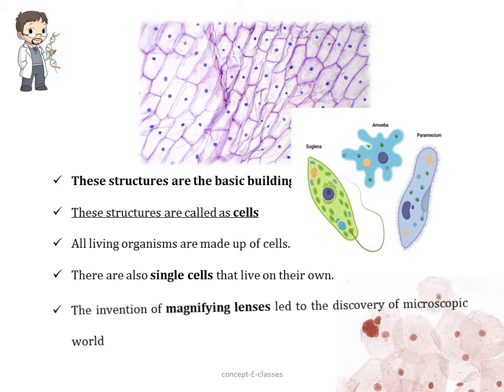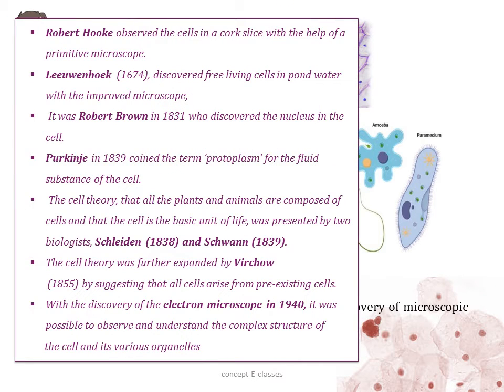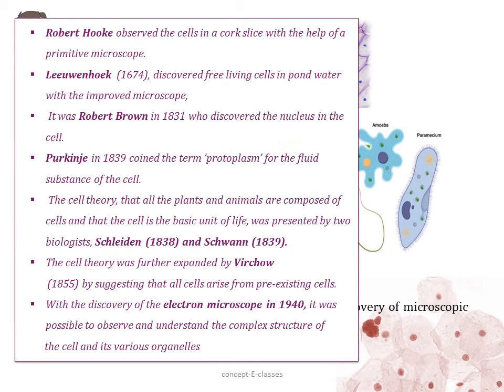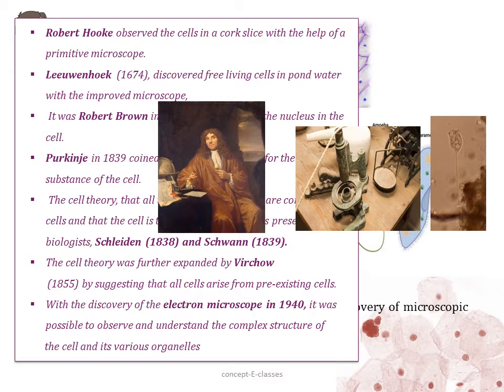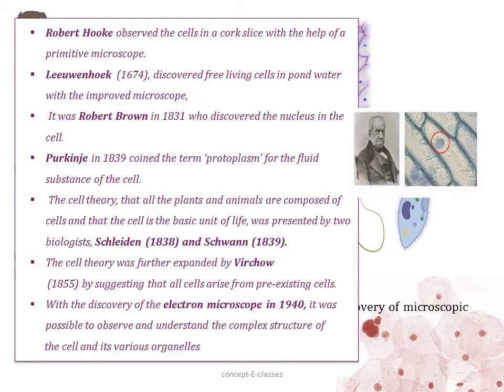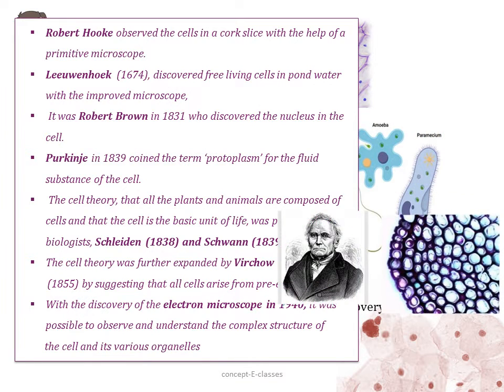So the invention of magnifying lenses led to the discovery of the microscopic world. Let's see some of the discoveries. Cells were first discovered by Robert Hooke in 1665 with the help of a primitive microscope. Leeuwenhoek in 1674 discovered the free living cells in pond water with an improved microscope. Then Robert Brown in 1831 discovered the nucleus inside the cell. Purkinje in 1839 coined the term protoplasm for the fluid substance of the cell.